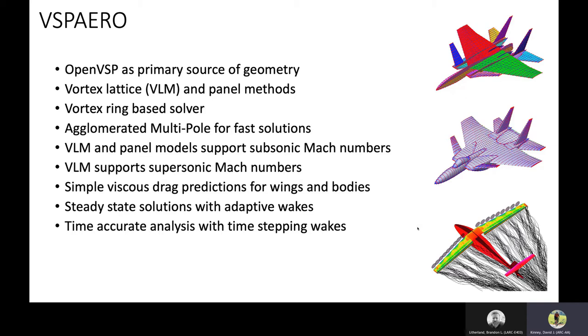We have adapted wakes, so those wakes are adapted to the impacts of the wings and the bodies, but also of rotors, in this case actuator discs that are modeled here on the DEP geometry. And I forgot to mention, the upper right is a typical vortex lattice model, basically potato chip models, thin surfaces for wings and bodies, and then you've got the full panel type geometry in the middle picture. The code can run steady state solutions, but it also has a time accurate analysis with time stepping wakes.